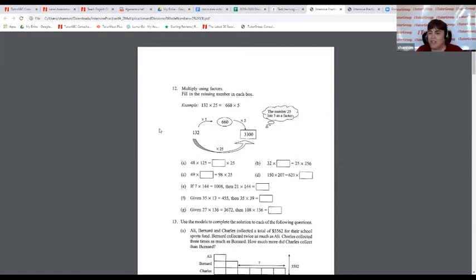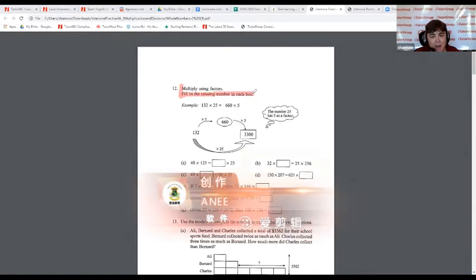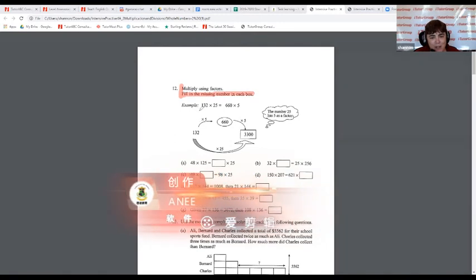Okay, so this is what we're doing today. We're going to be using multiples of larger numbers. And that's one of the reasons why I wanted to show you the idea that some of these larger numbers can be broken into smaller factors. So if you look here, we're going to multiply using factors by filling in missing numbers in a box. So here's an example.